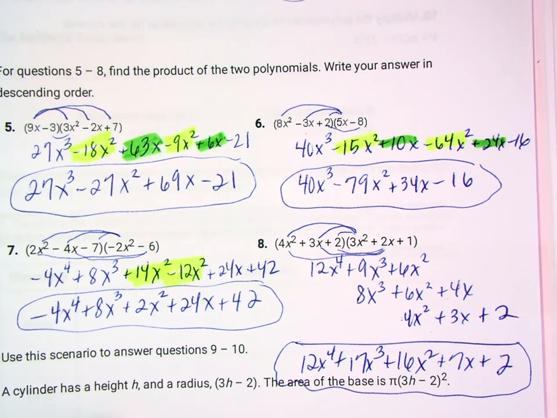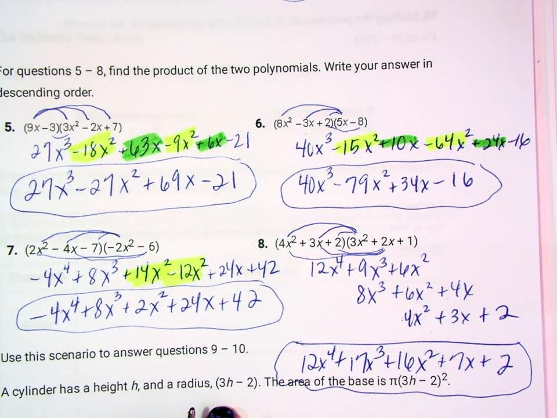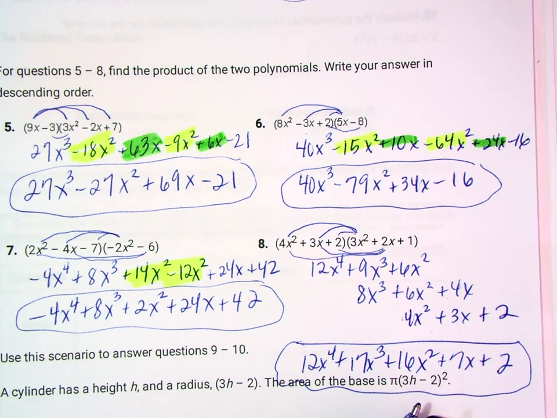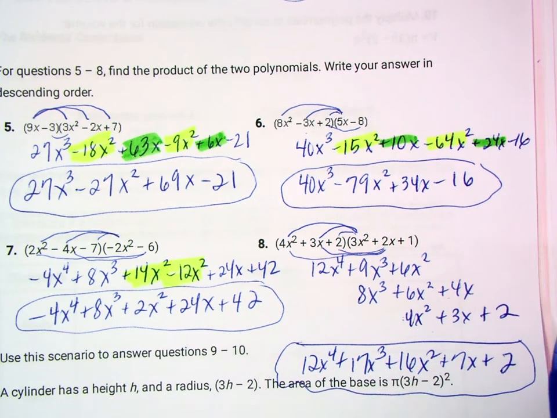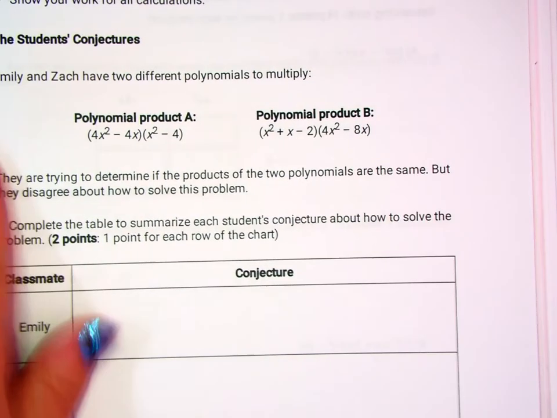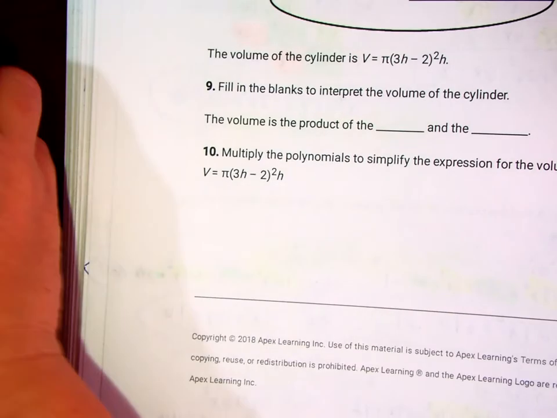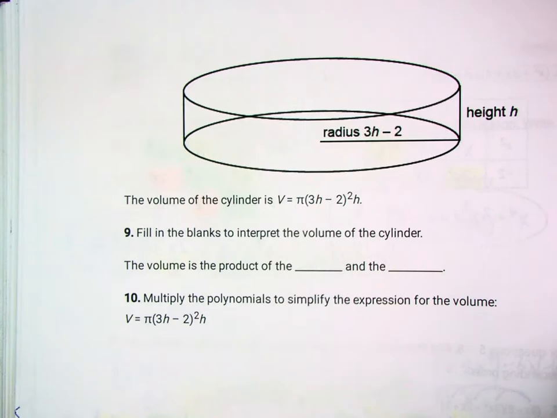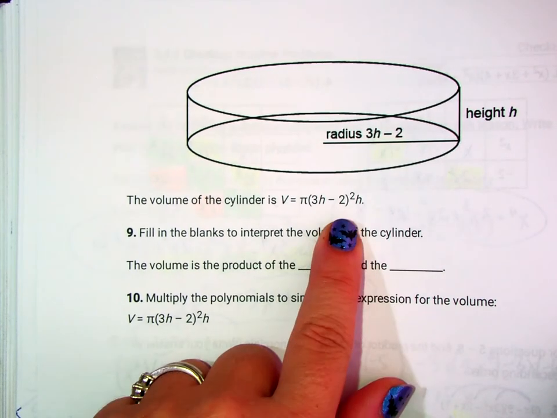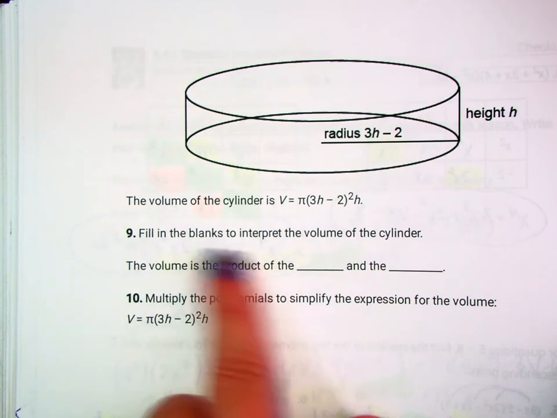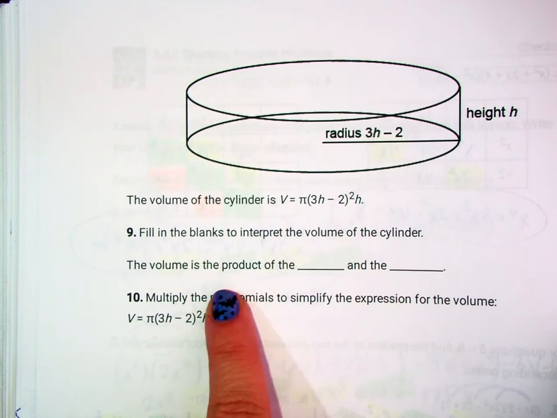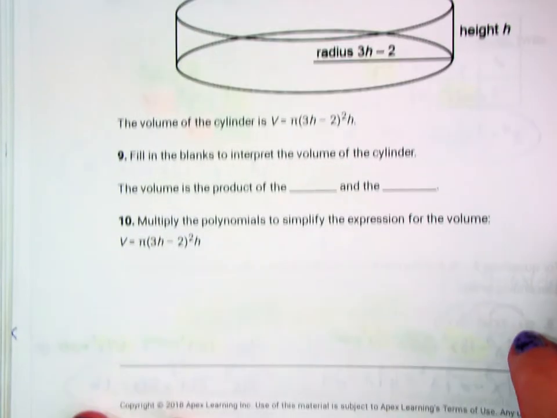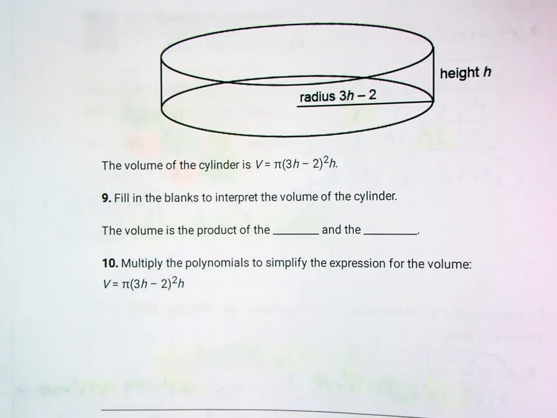Next, a cylinder has a height h and a radius of 3h minus 2, and the area of the base is pi times 3h minus 2 squared. So this is going to be needed on the next page. And so the volume of the cylinder is given like this. Fill in the blank to interpret the volume of the cylinder. So take a second to look at that one and try it.